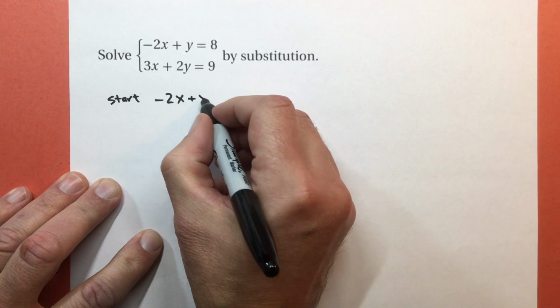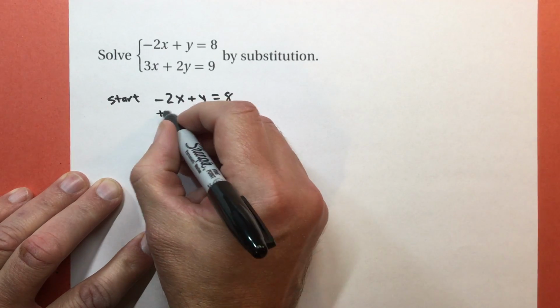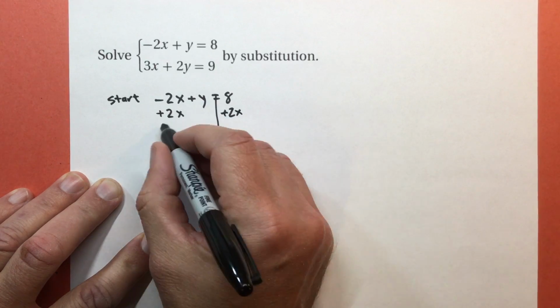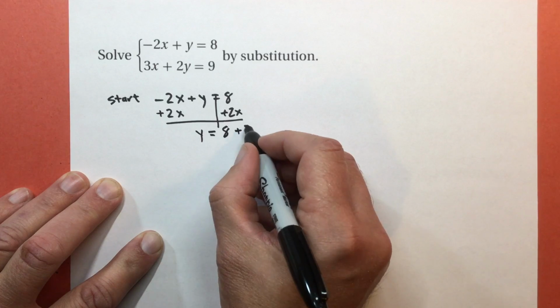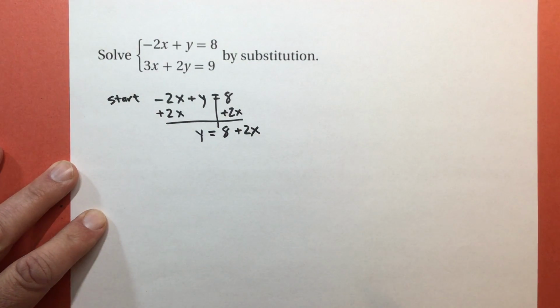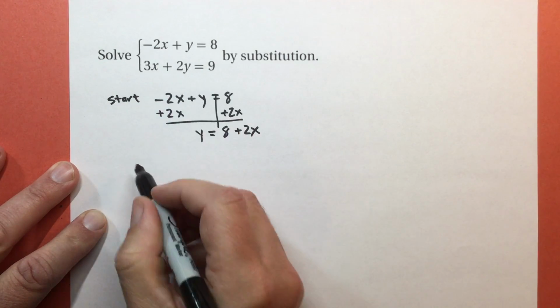-2x plus y equals 8. And I'm going to add +2x to both sides and get y equals 8 plus 2x. So now I've isolated the y. Now I'm going to replace it into the second equation.